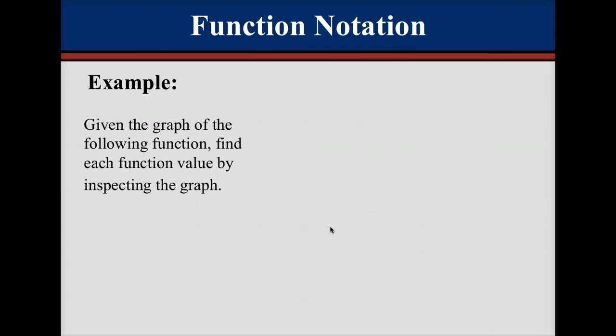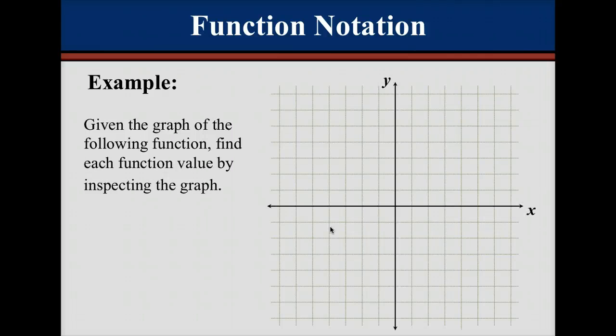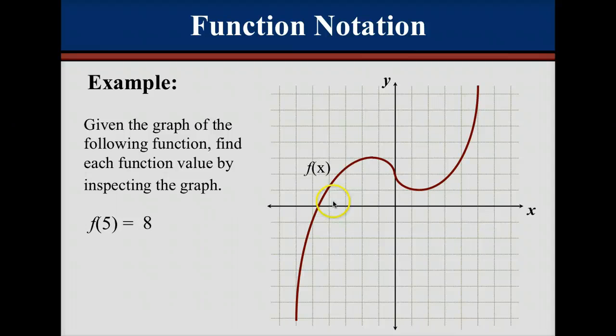Given the graph of the following function, find each function value by inspecting the graph. So f of 5 is 8. Now, this sort of cuts off up here, but if we go over 5, and then up 1, 2, 3, 4, 5, 6, 7, 8. So apparently it crosses exactly. This must not be quite at 7.